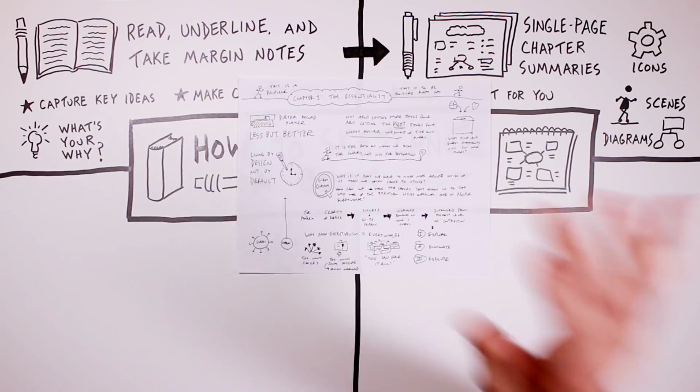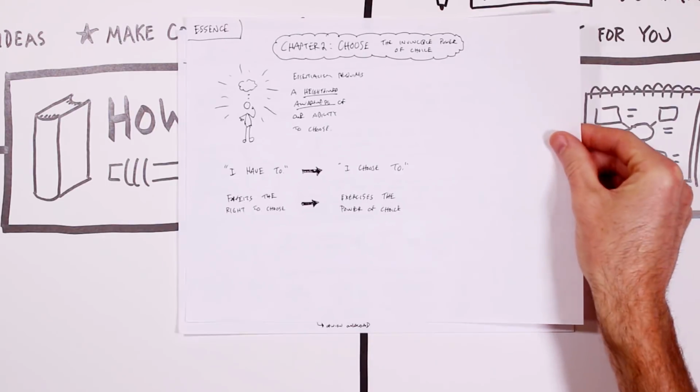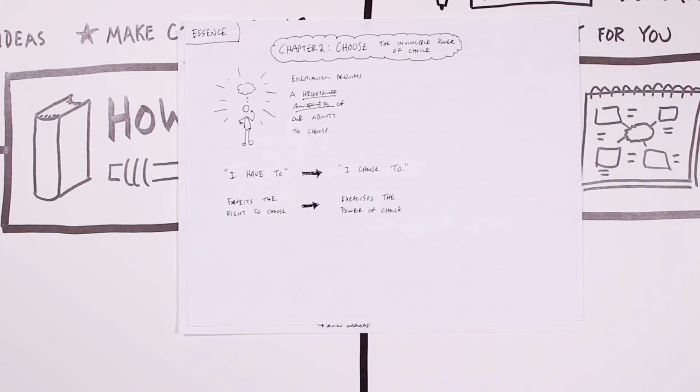Here are a few examples of single-page chapter summaries from the book Essentialism. Often I do end up more or less filling the page, but I'm not afraid to leave a bunch of blank space if in any given chapter there might only be a couple ideas that stood out to me, ideas that I do want to remember and revisit.